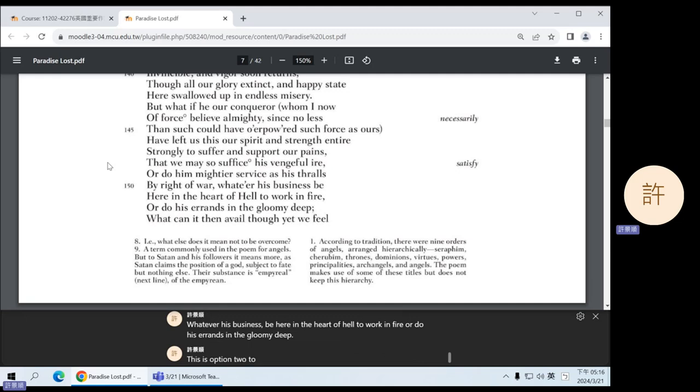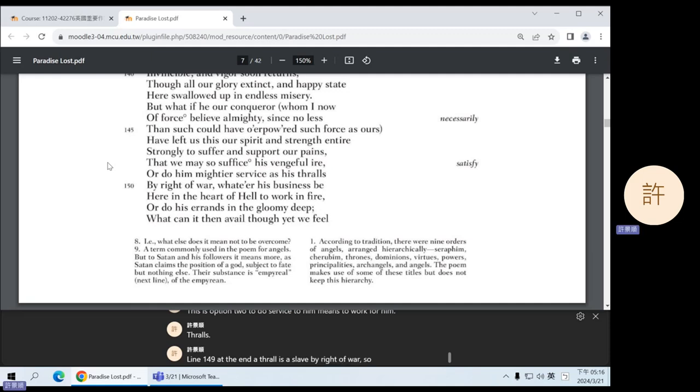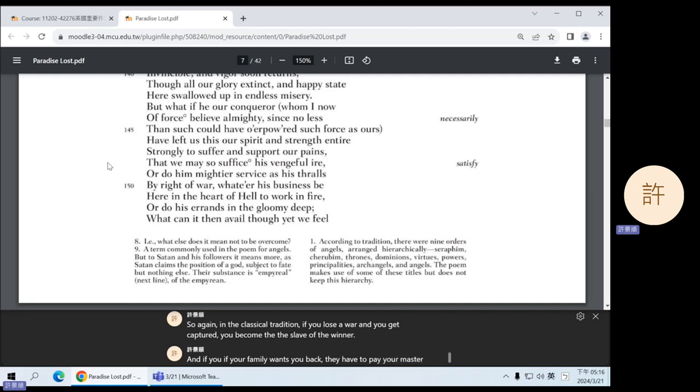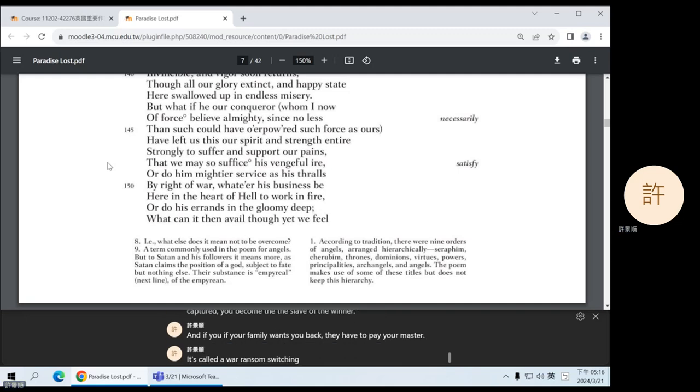To do service to him means to work for him. Thralls, line 149 at the end. A thrall is a slave by right of war. So again, in the classical tradition, if you lose a war and you get captured, you become the slave of the winner. And if your family wants you back, they have to pay your master. It's called a war ransom, 赎金. So by right of war, we lost, we have to work for him.